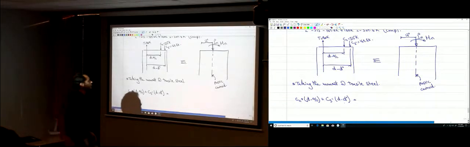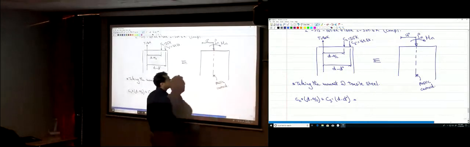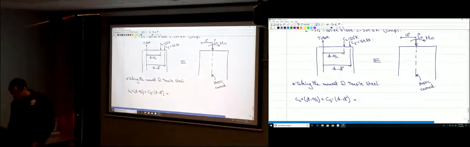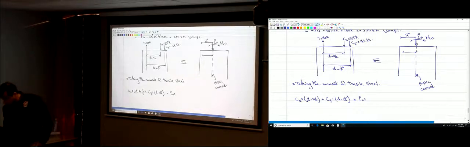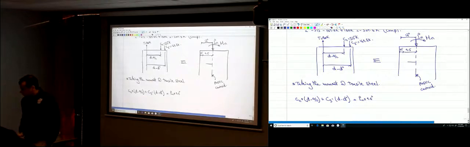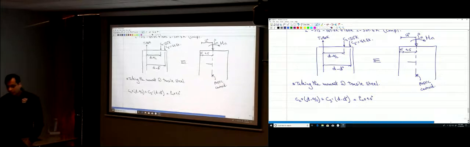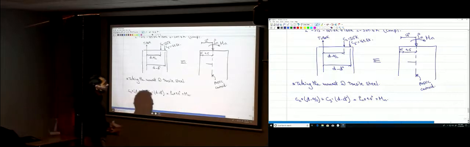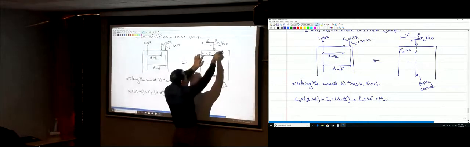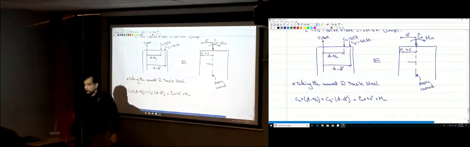And that's equal to the moments of those forces. So that is equal to Pn multiplied by this distance, which is from here to here, that's 12. This distance over here was 2.5, so that's 9.5 inches. And a moment, Mn. The moment is not multiplied by a force. This is the moment about this point, or about any point, it's just Mn.